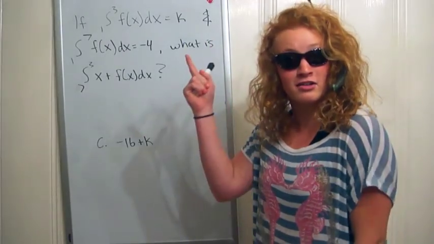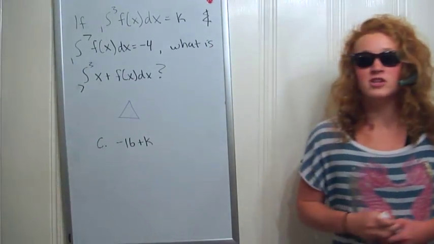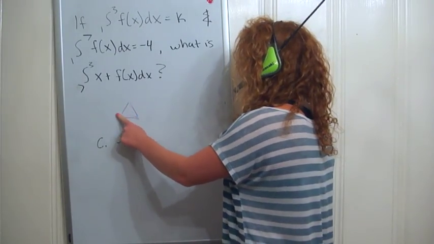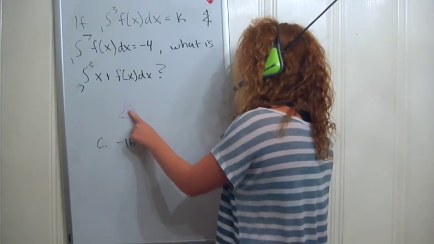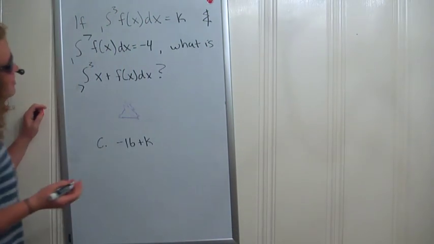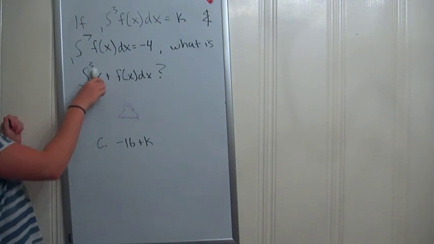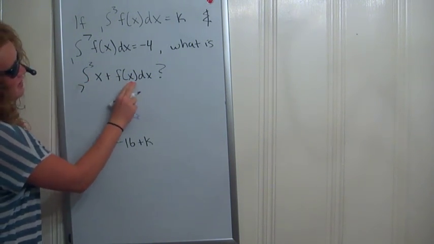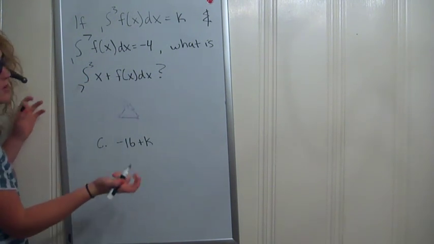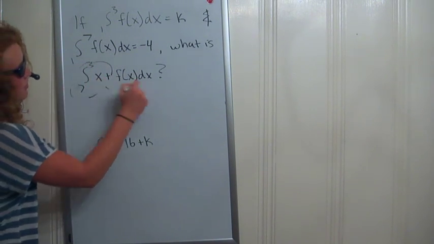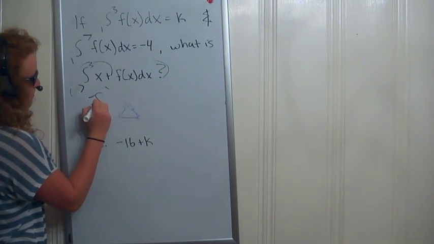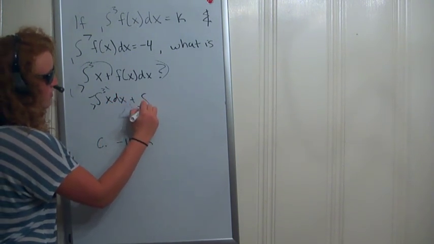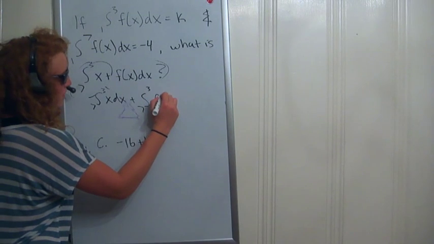Coincidence? I think not. Well, anyhow, we should figure out how we got to that, right? Where did that come from? Okay, so what we're trying to find is the integral from 7 to 3 of x plus f of x dx. The easiest way to approach this problem is probably to break this down into two separate integrals: the integral from 7 to 3 of x dx plus the integral from 7 to 3 of f of x dx.